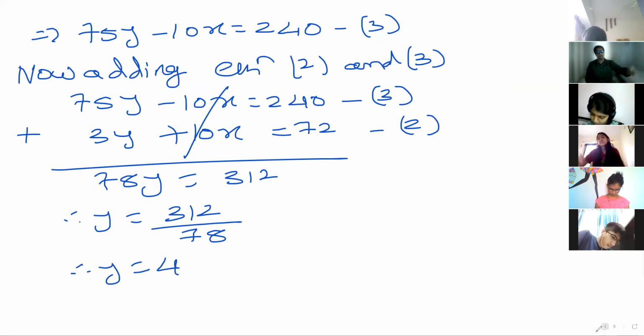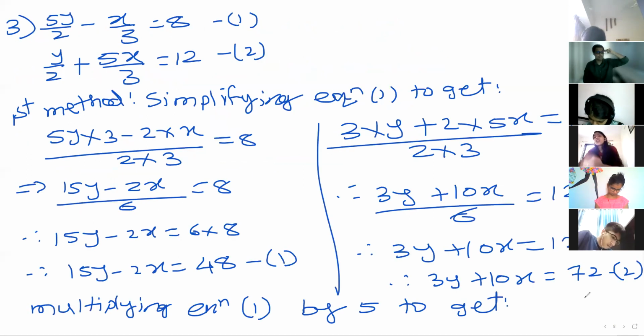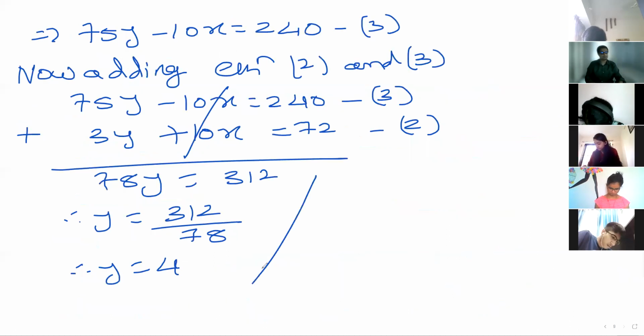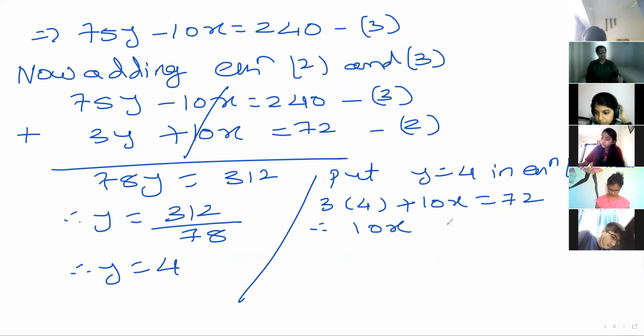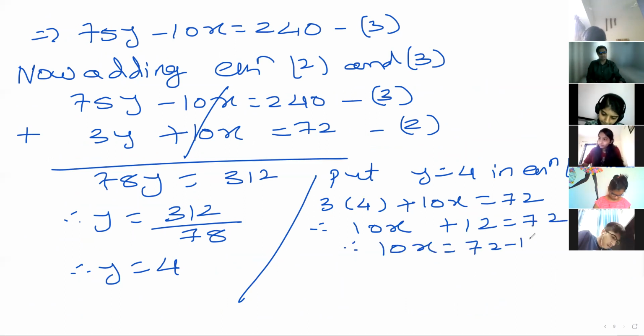Once you get y, now it is going to be easy. I would suggest you to put in equation 2. Yeah, that is easy. Correct. So put y is equal to 4 in equation 2 to get, what do you get? 3y plus, 3 into 4 plus 10x is equal to 72. So you get 10x plus 12 is equal to 72. So 10x is equal to 72 minus 12. So 10x is equal to 60. So x will be 6.